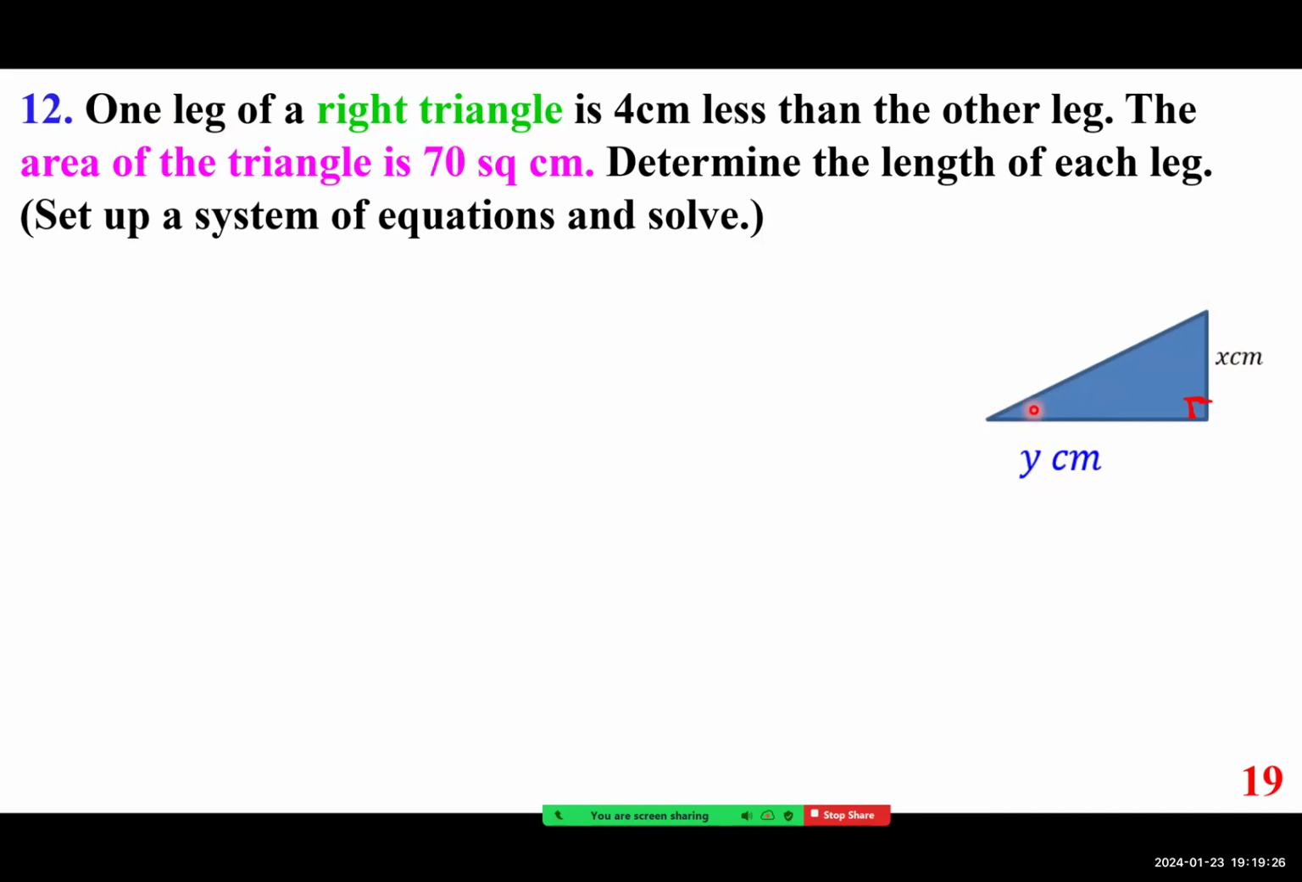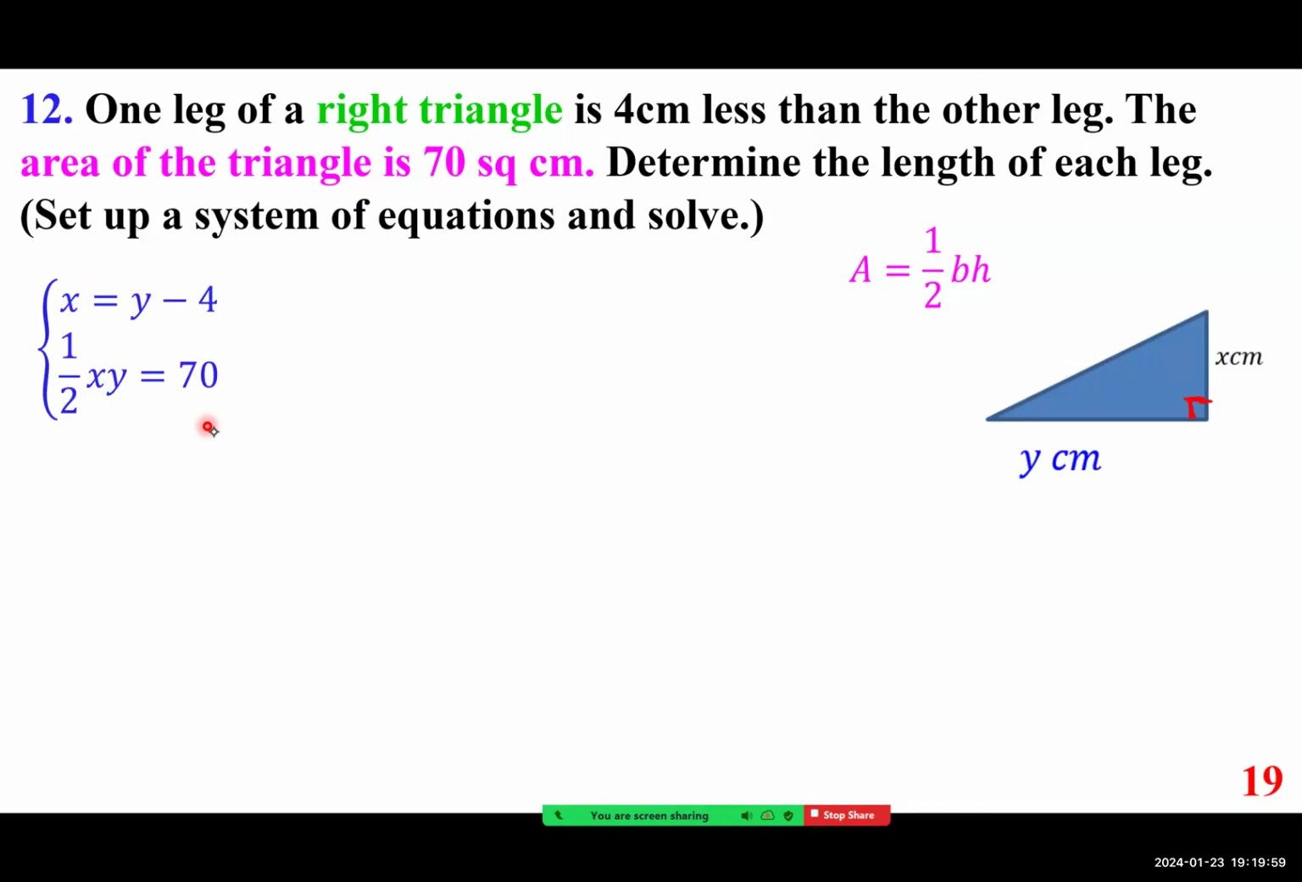The largest side, opposite the 90 degree angle, is called the hypotenuse. One leg is 4 centimeters less than the other, so X is Y minus 4. And then you know the area is 1/2 base times the height. When you have a right triangle, one of the legs is the base, one of them is the height. So half of X times Y must be 70. Again, X is Y minus 4, and half of XY equals 70. As long as we have those two equations, we should have no problem.